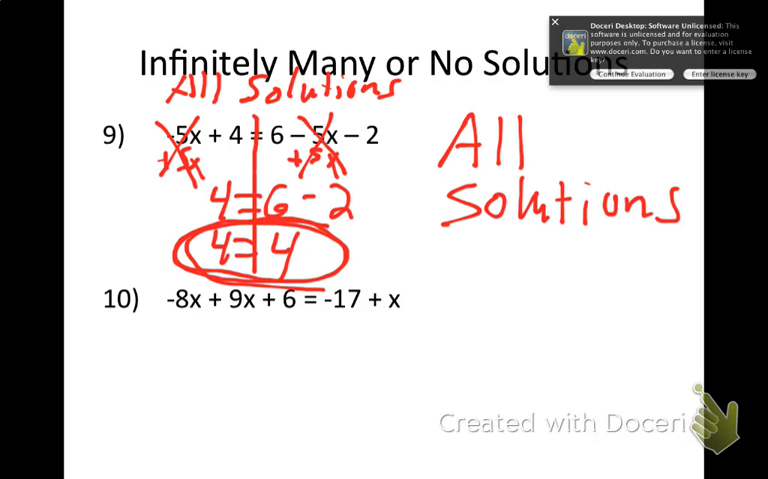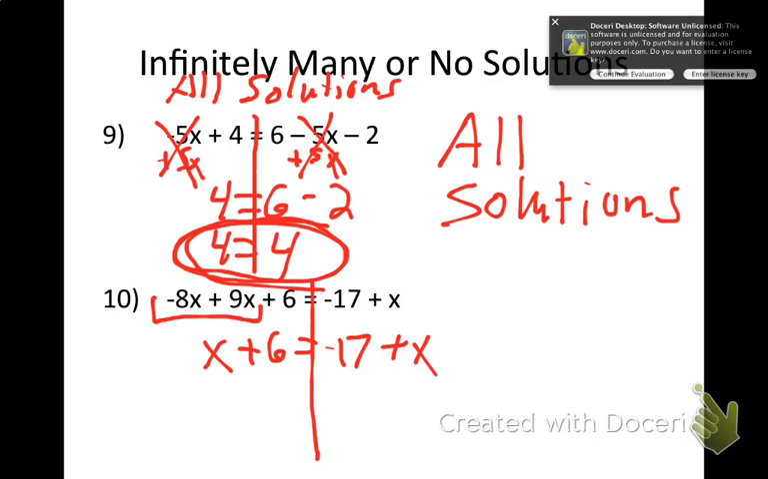Okay, so let's look at number 10 here. Same idea. I have variables on the same side. Can I combine negative 8x and a positive 9x? Yes. What's negative 8x plus 9x get me, Jack? 1x. So I get x plus 6 equals negative 17 plus x.